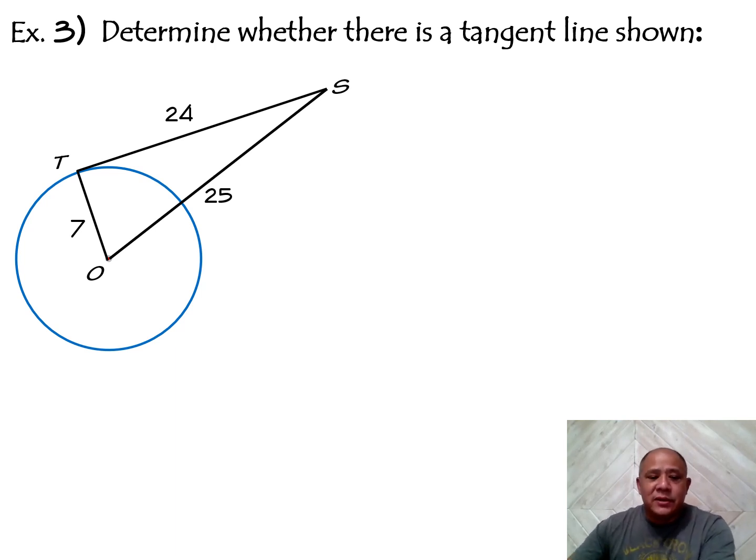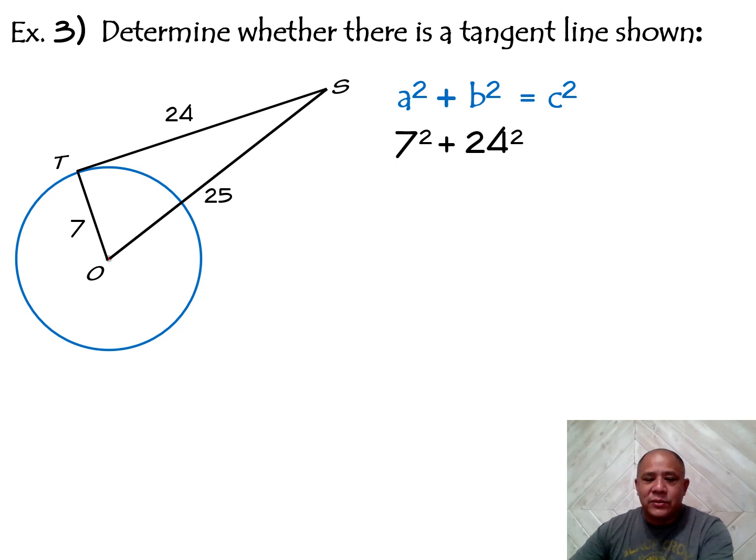So that's how we determine whether there is a tangent line or not. So let's see. We're given 7, 24, and 25. Again, the Pythagorean theorem, let me remind you, is a squared plus b squared equals c squared. So let's go ahead and do that. A squared is 7 squared plus 24 squared equals 25 squared. Okay, substitute the numbers in there. Remember, A stands for the short leg, B stands for the longer leg, and C stands for the hypotenuse, the longest side. So let's go ahead and solve it.